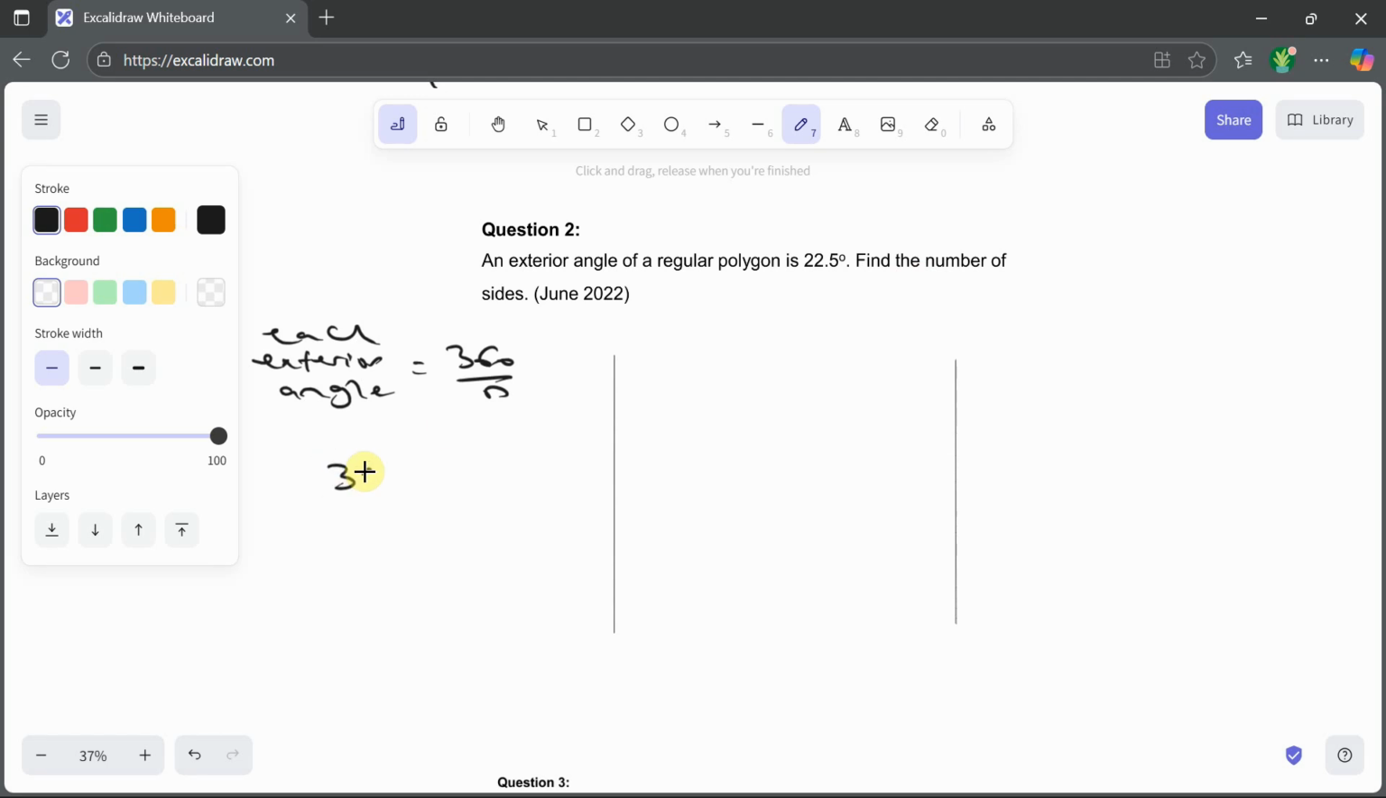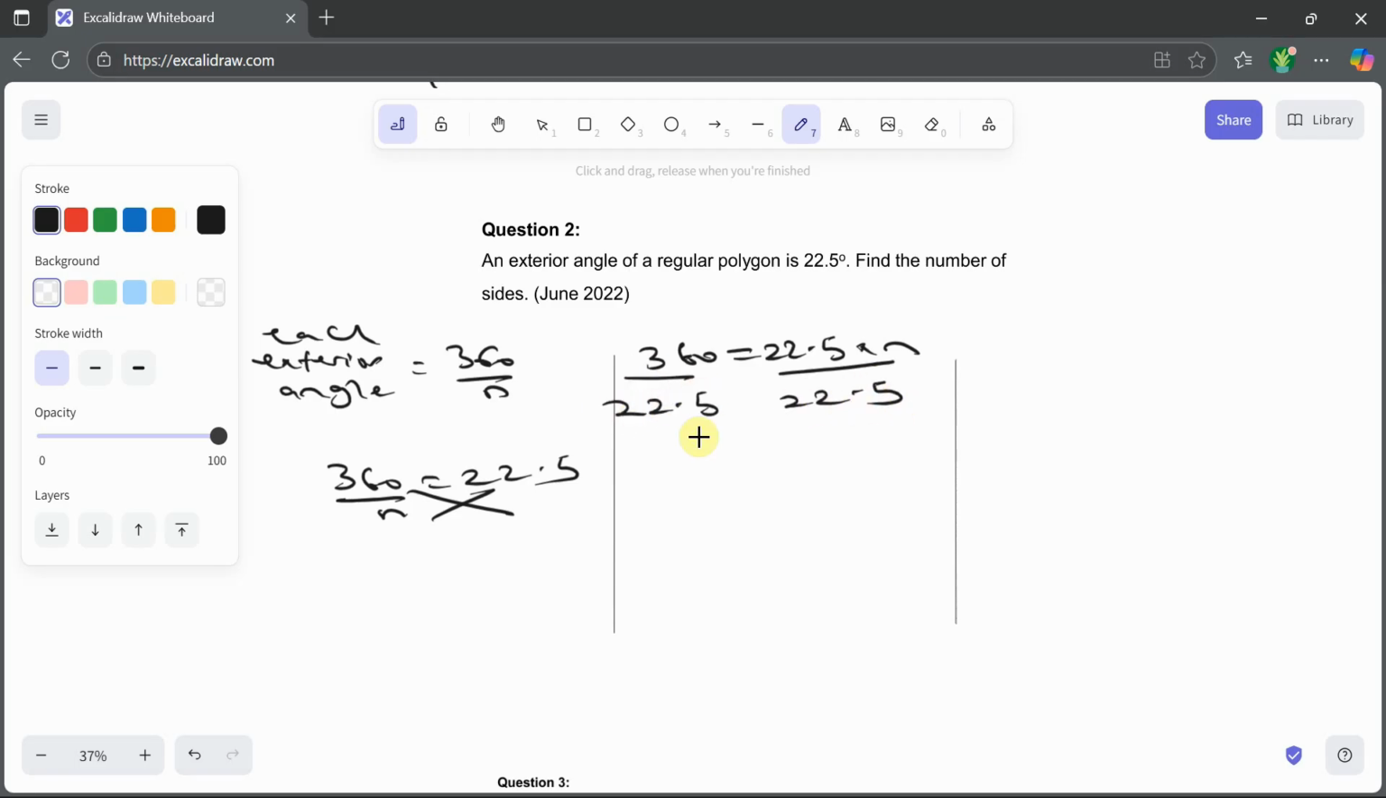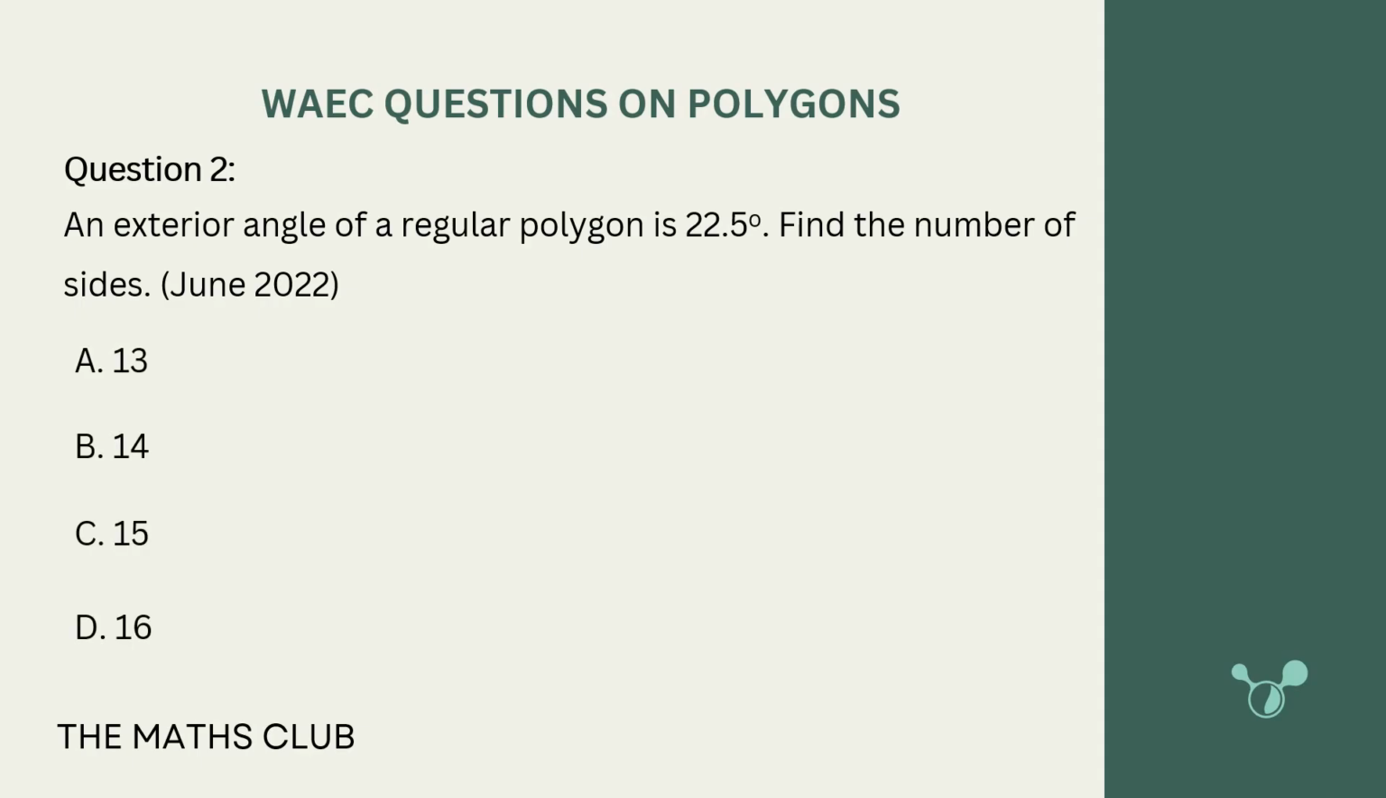So if 360 divided by n is equal to 22.5, and I cross multiply, this gives me 360 is equal to 22.5 times n. If I divide both sides by 22.5, I'll find my value of n. My n is going to be 16. So just solving something very easy like this, you'll have the number of sides. Let's see if we're correct. That will be option D.